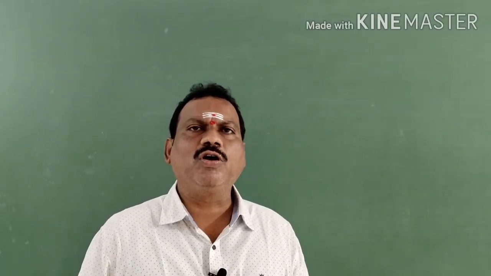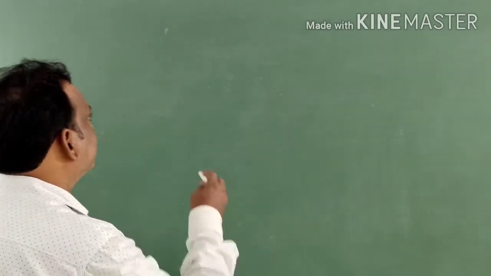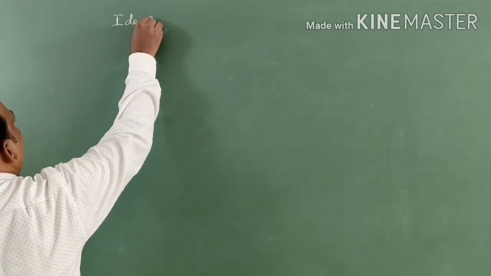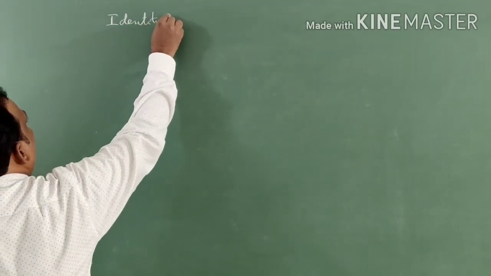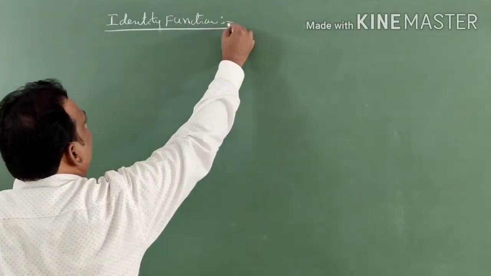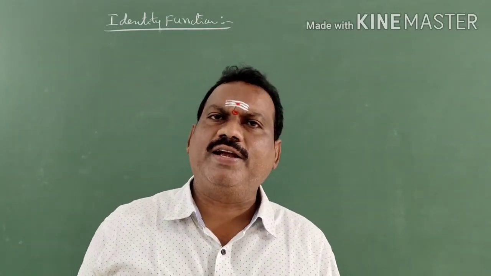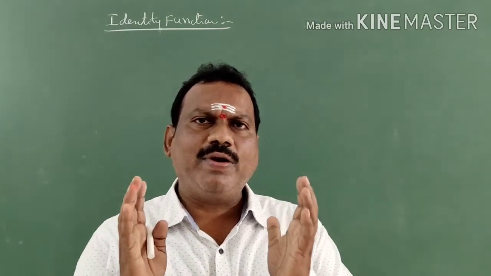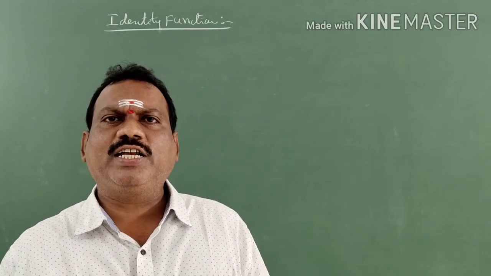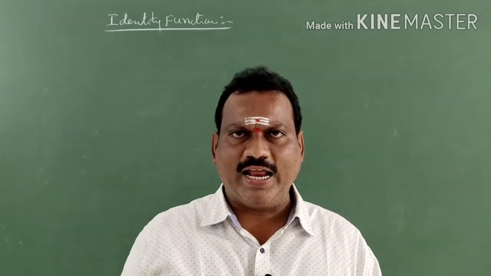Now we will go through one more type, which is called an identity function. So the next type is identity function. What is meant by identity function? Identical, the elements are identical. Before that we were taking a function f mapping from A to B, or X to Y.